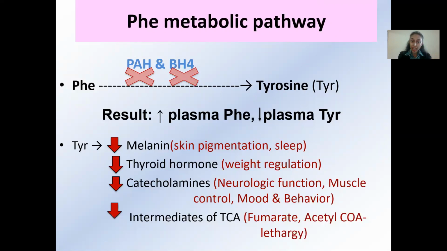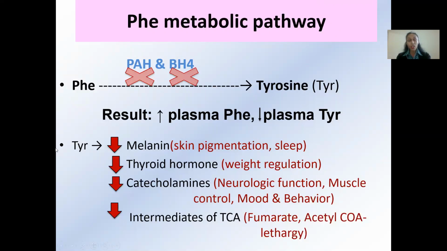And therefore, phenylalanine is not converted to tyrosine how it would be converted in populations like you and me who have phenylalanine hydroxylase and tetrahydrobiopterin. So now what happens in PKU patients? You do not have this conversion happening, meaning you have high blood levels of phenylalanine, and you have low levels of tyrosine. Now, this can lead to various repercussions.